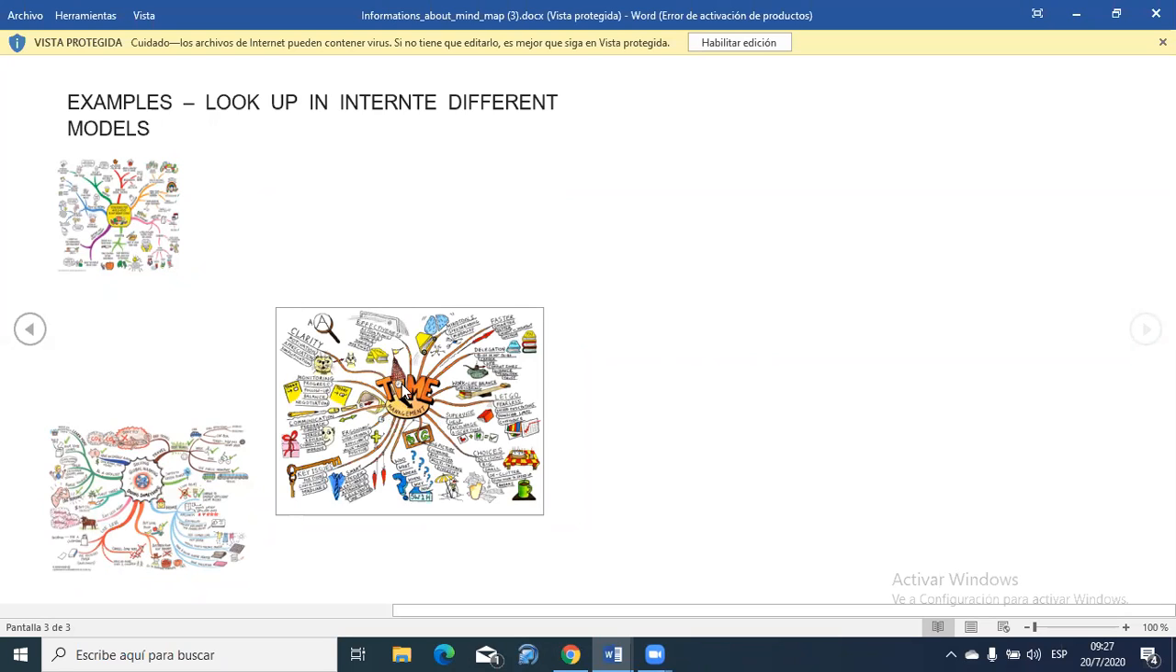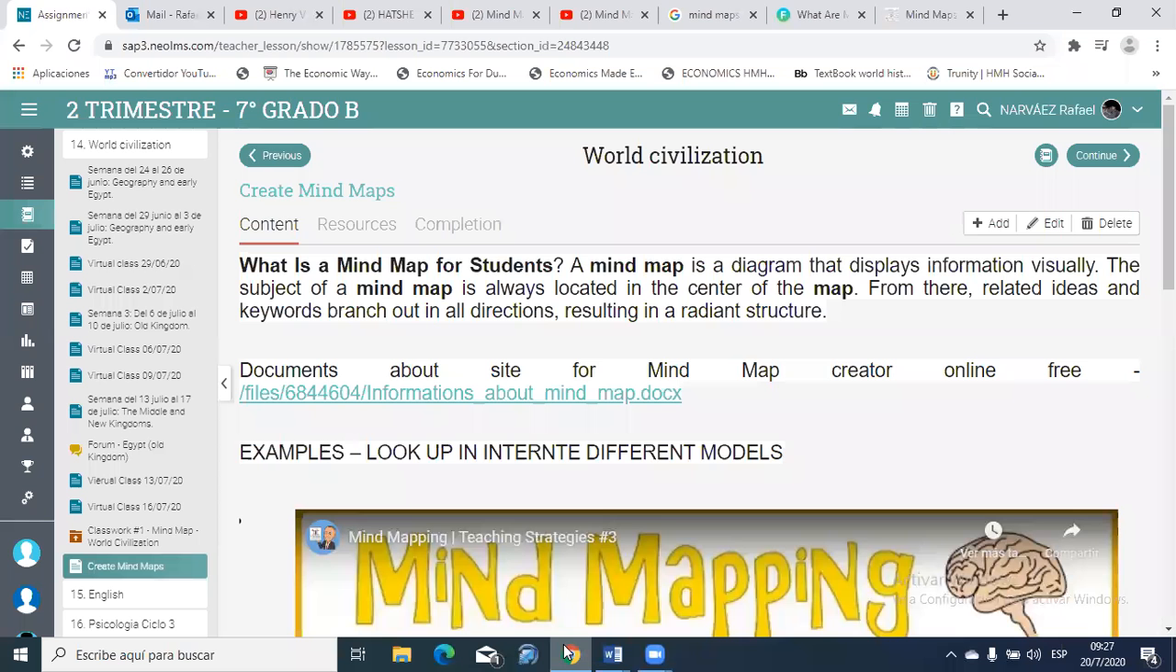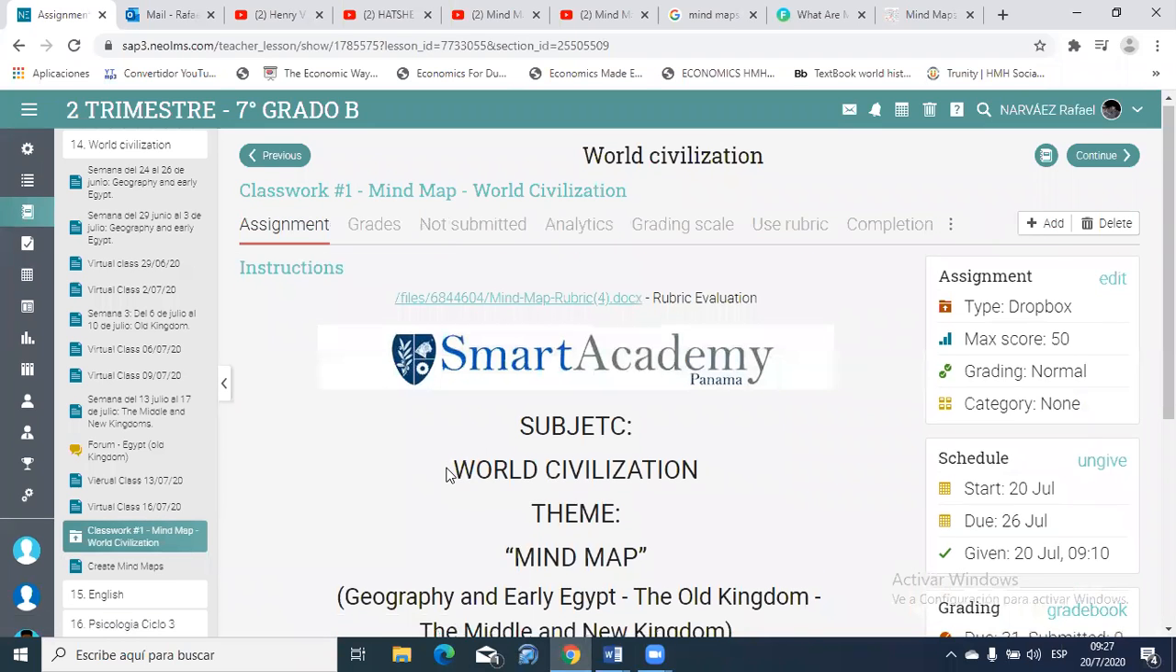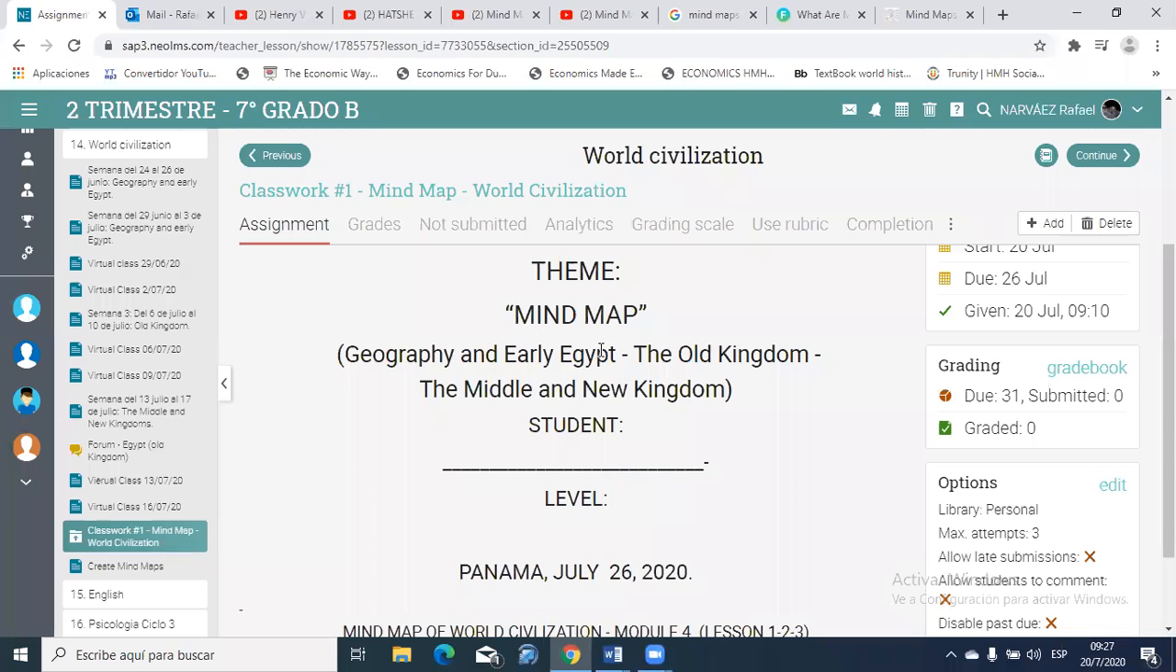So the main topic, you could use the main topic as the summary of Egypt. Ponemos aquí Egypt. Entonces, como son tres temas, lo que hemos visto, son tres ramas. Una rama aquí, una rama acá y otra rama acá. ¿Ok? So let's go back to the topic over here. There are three branches or three topics that you are going to use to create the mind map. And in the middle, you have to write something like Egypt or the summary of Egypt.